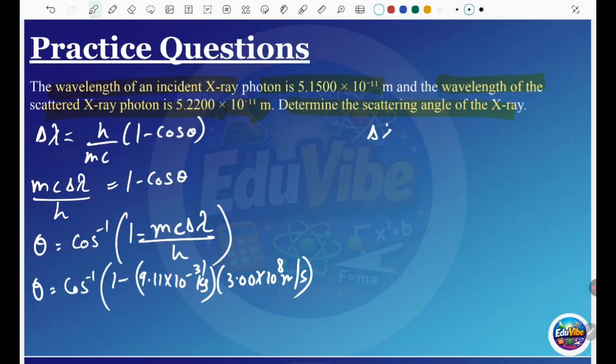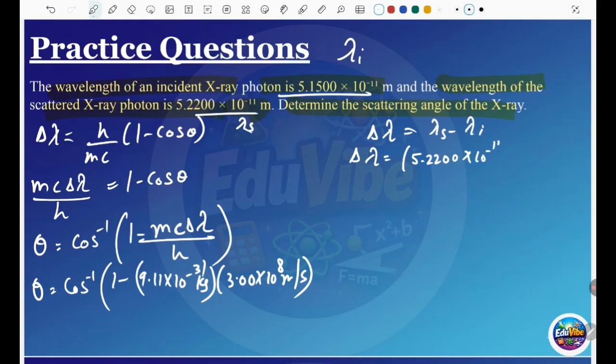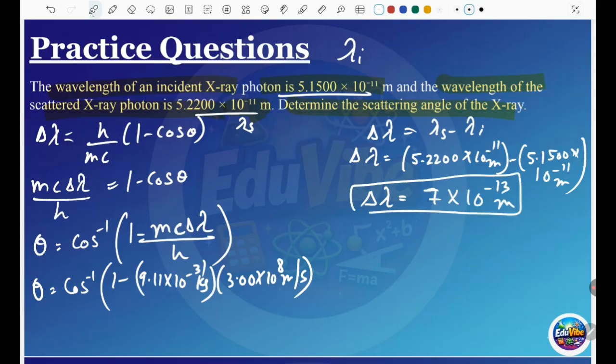So how can we find this? We have an incident wavelength and we have a scattered wavelength. So we know delta wavelength is scattered minus incident. So put the values in: 5.200 × 10^-11 meters minus 5.1500 × 10^-11 meters. When you solve this, you get 7 × 10^-13, or you can take 7.00.